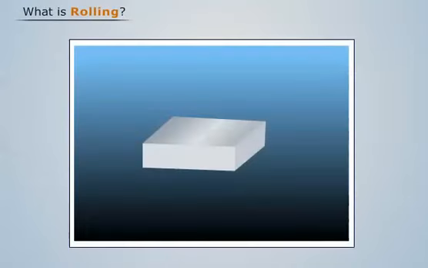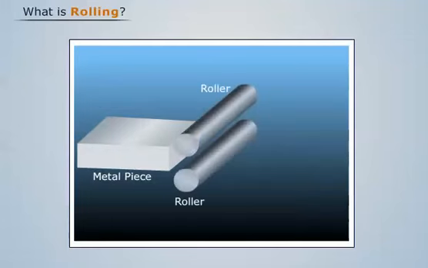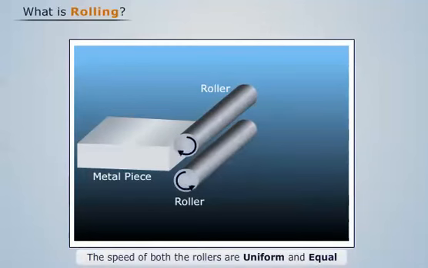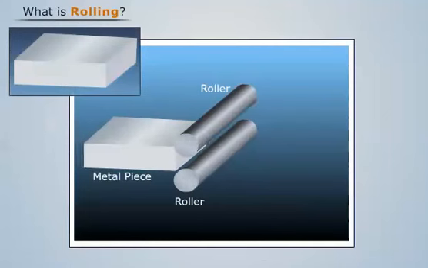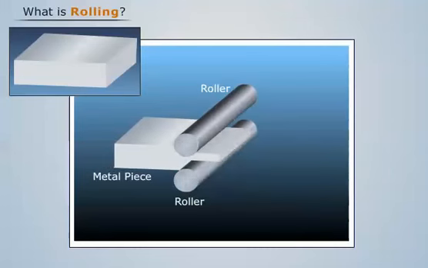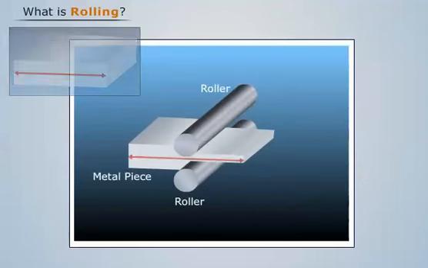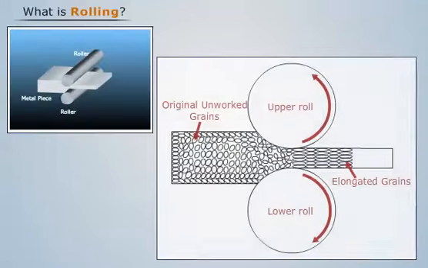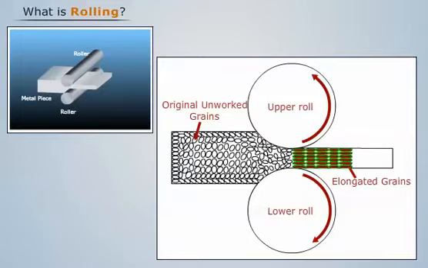To understand the concept of rolling, let us consider a metal piece and pass it through two rollers rotating in opposite directions. The speeds of both these rollers are uniform and equal. When we insert the metal plate between the rollers, we see that the rollers squeeze the plate as they pass through them, transforming it to a sheet by decreasing its thickness and increasing its length. During this process, grains present in the metal plate get elongated.